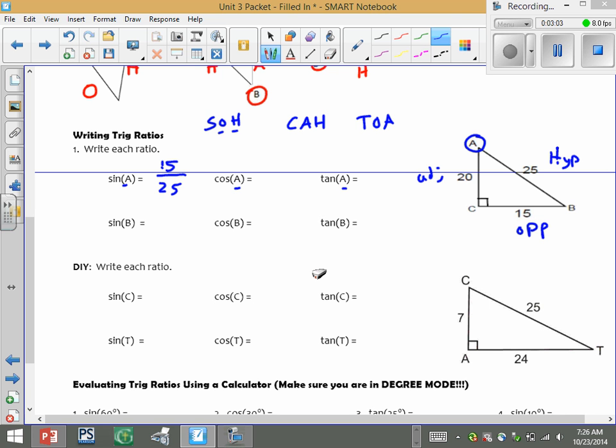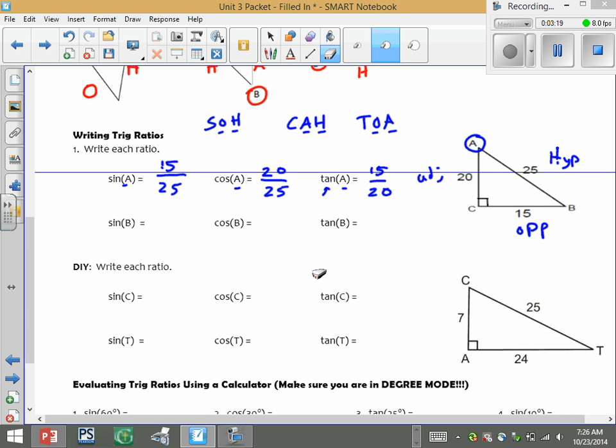For cosine, we want A over H. The A here is 20. The H is still 25. For tangent, we want the O and the A. So we look here: 15 is the opposite, and the adjacent is 20.